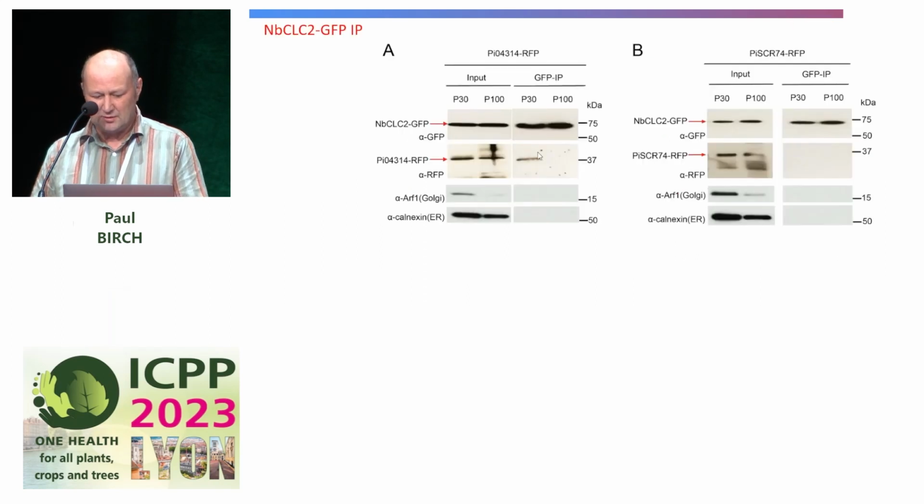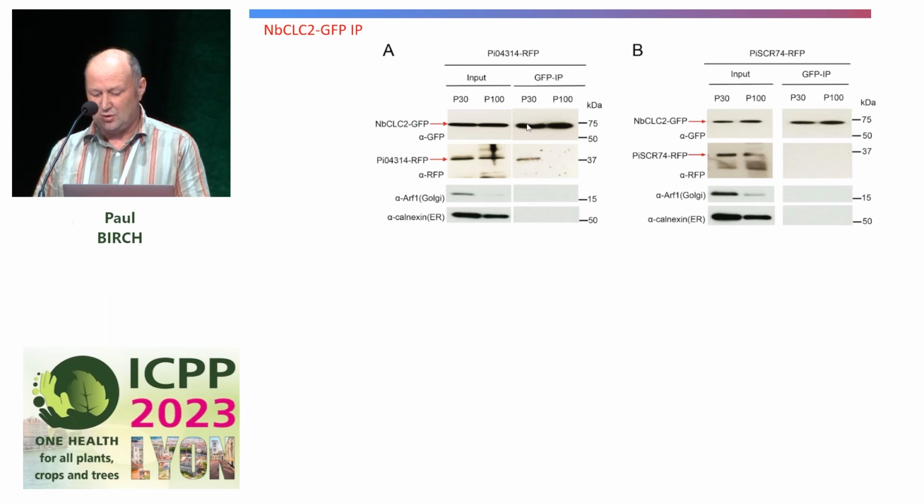So that's what we did. So at the top here we have infection with Phytophthora expressing the RXLR, O4314, or the apoplastic effector SCR74. We've got clathrin that's been enriched by the 30,000, 100,000 spins. We can see enrichment of ARF1 and the calnexin here as well. We can also see that the O4314 is there. And the same is the case over here for the infection with SCR74.